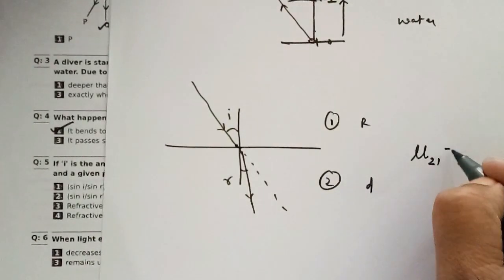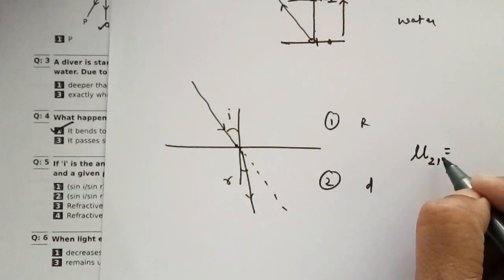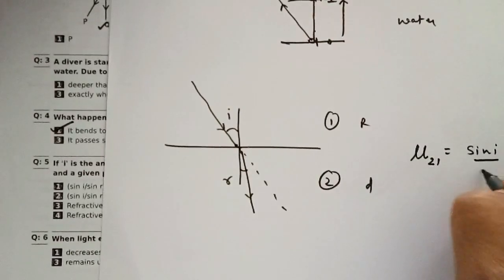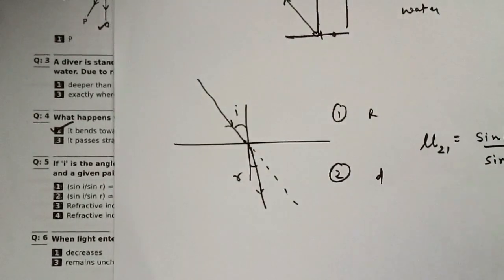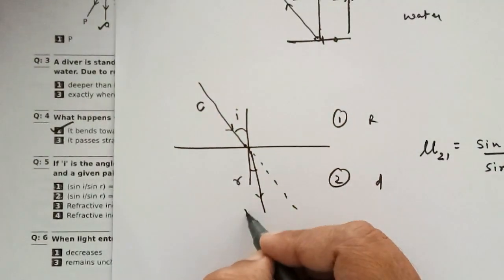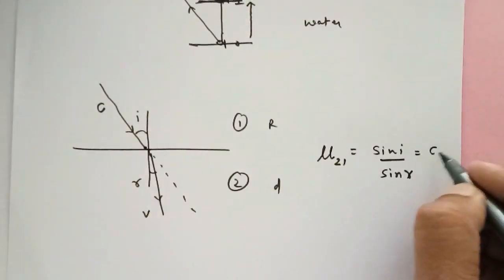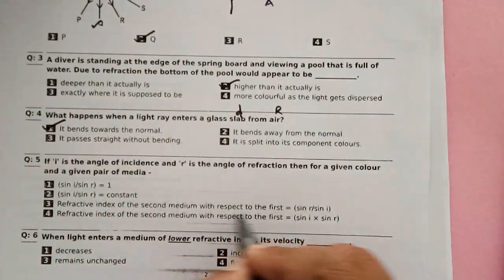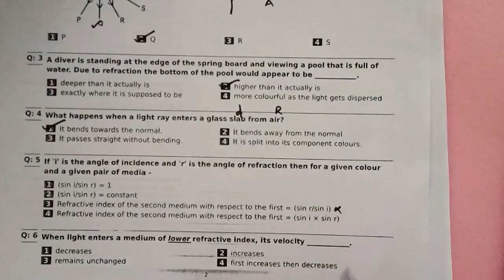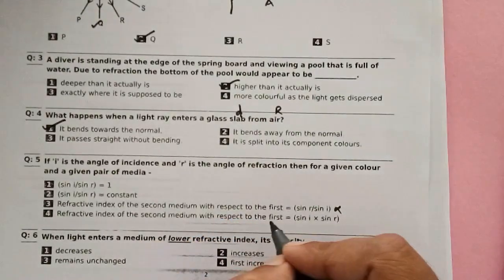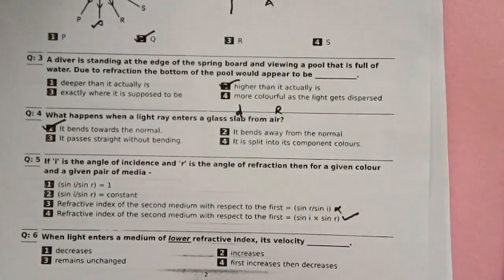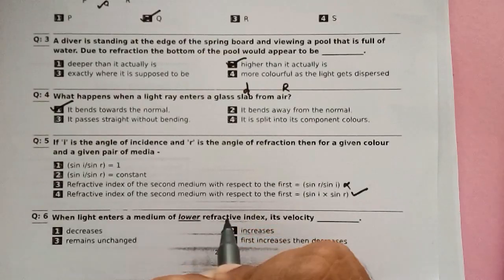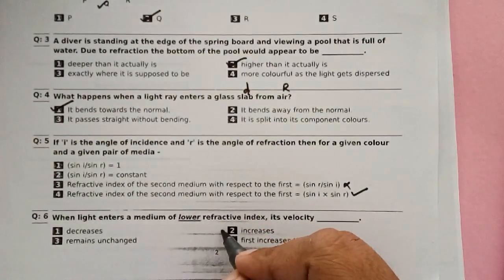Now the refractive index of medium 2 with respect to medium 1 is equal to sin I upon sin R. And if the speed of light over here is c, speed of light over here is v, this is also equal to c by v. So index of medium 2 with respect to medium 1 is sin r upon sin I. This is wrong. The index of 2 with respect to 1 is equal to sin I upon sin r. Correct answer.